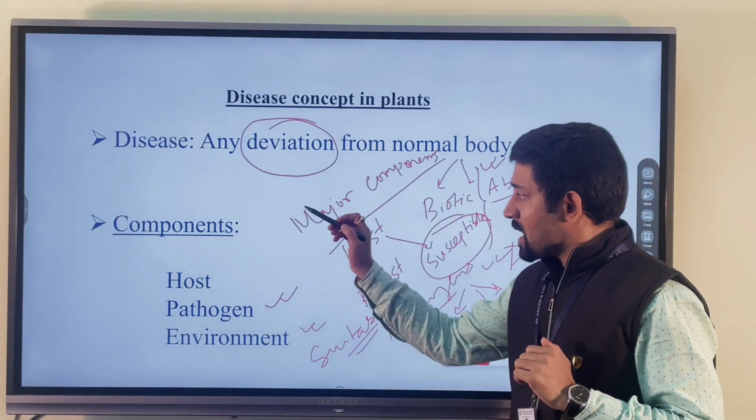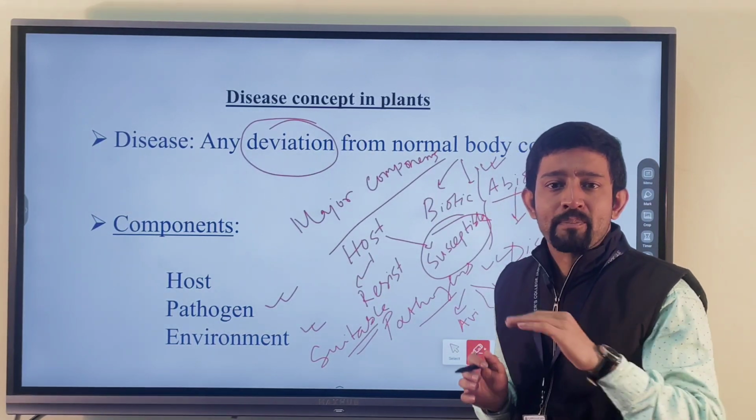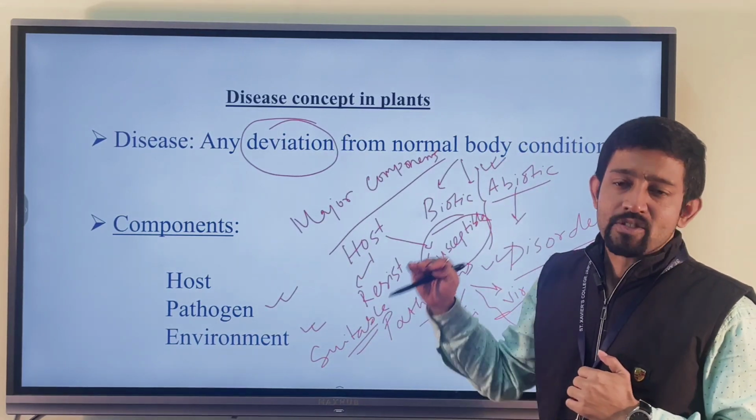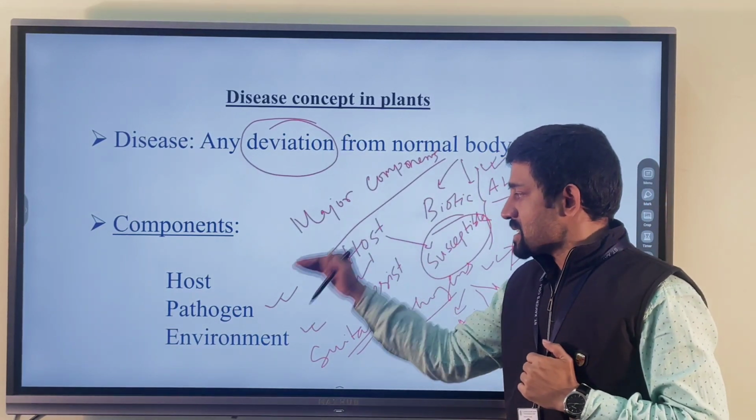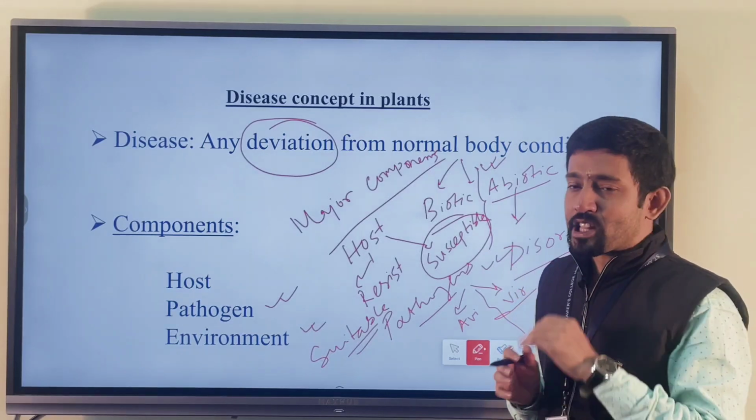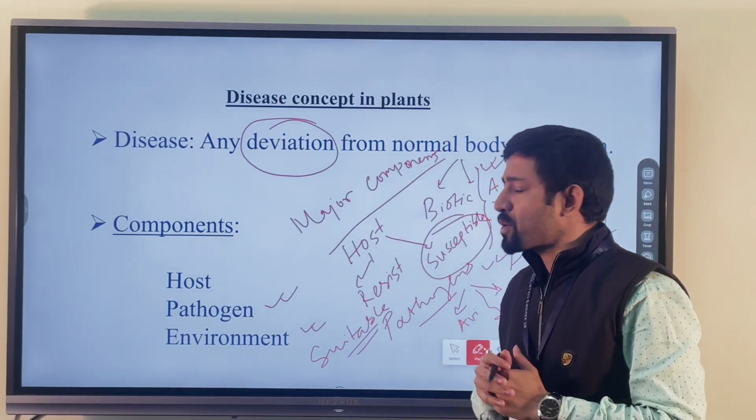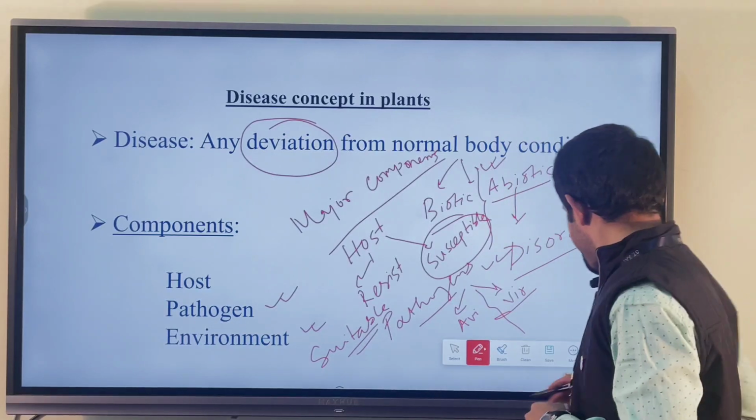So the major components of disease I have discussed: the first one is host. Host may be resistant or host may be susceptible. The second component was pathogen. Pathogen may be virulent or pathogen may be avirulent, and the third component is the environment.